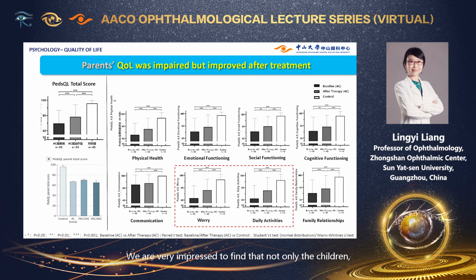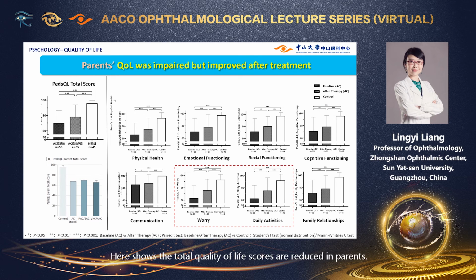We are very impressed to find that not only the children, their parents also experience decreased quality of life in all domains in their daily life. Such impairment was again more severe in those with VKC, AKC than those with PAC and SAC. The reduction was most dominant in worry and daily activity of the parents. Their quality of life improved after treatment in the different subscales.